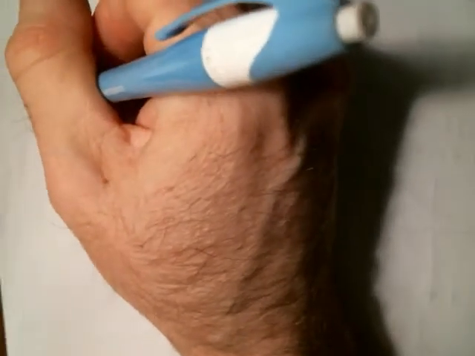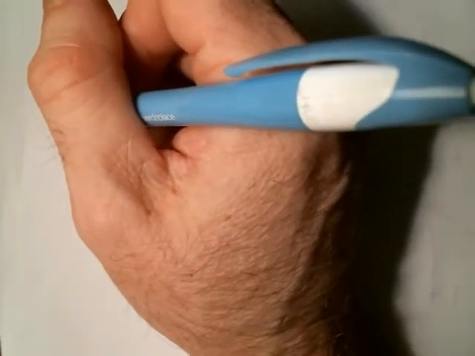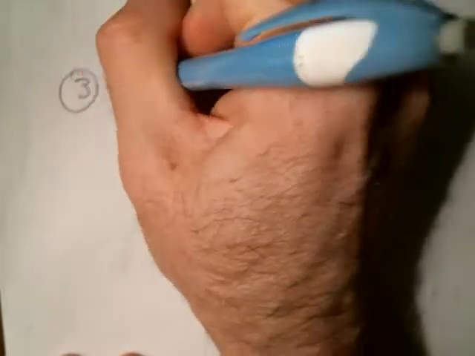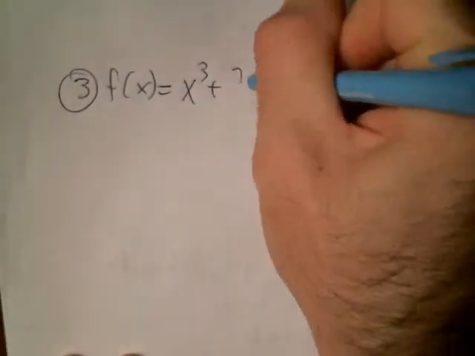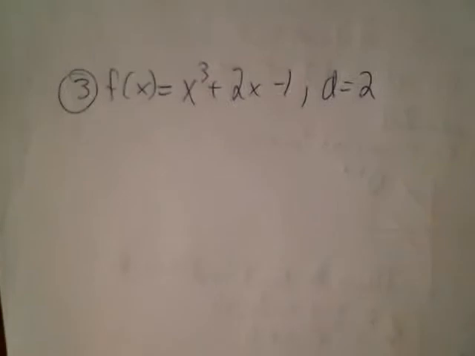Okay, so moving on, let's look at some of the questions in the book. In particular, here's number 3. Verify f has an inverse, then use the information to find f inverse prime of a. We have f of x equals x cubed plus 2x minus 1, and a is given as 2.